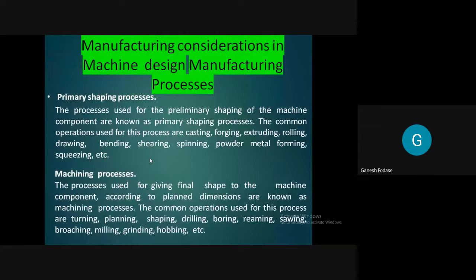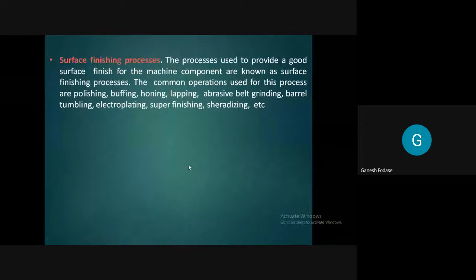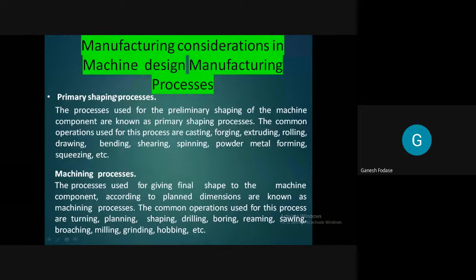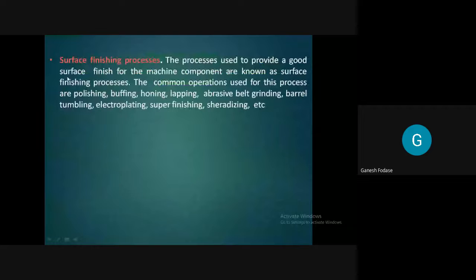Now, manufacturing considerations in machine design. This is also an important topic. That means during design, we also need to think about which manufacturing process we are going to use. So manufacturing consideration is also important in the design process. So, what are the different processes? That is the primary shaping process, the machining process, and then the surface finishing process.